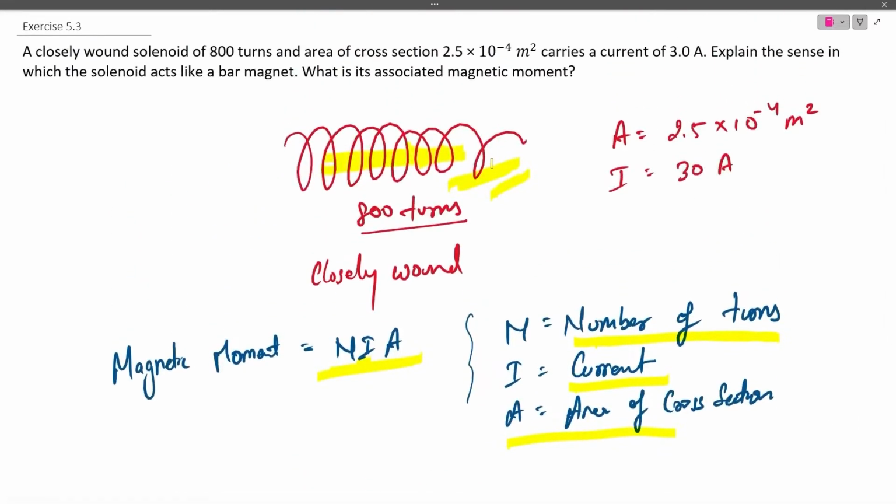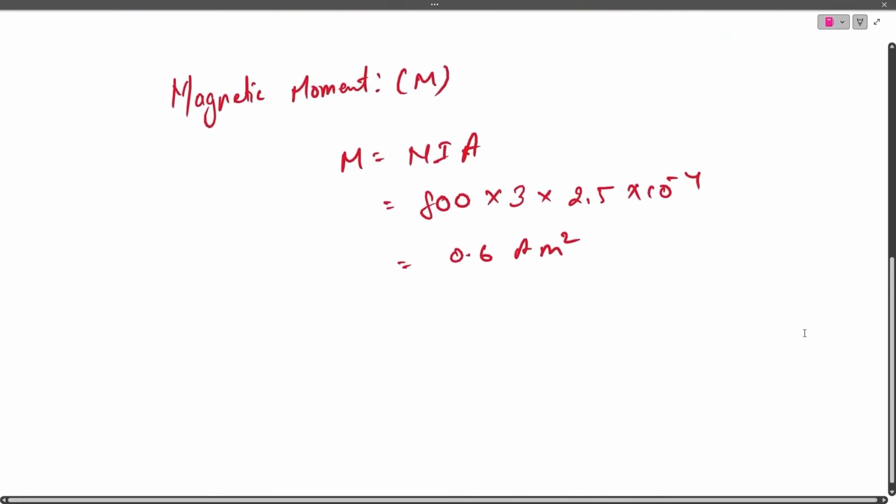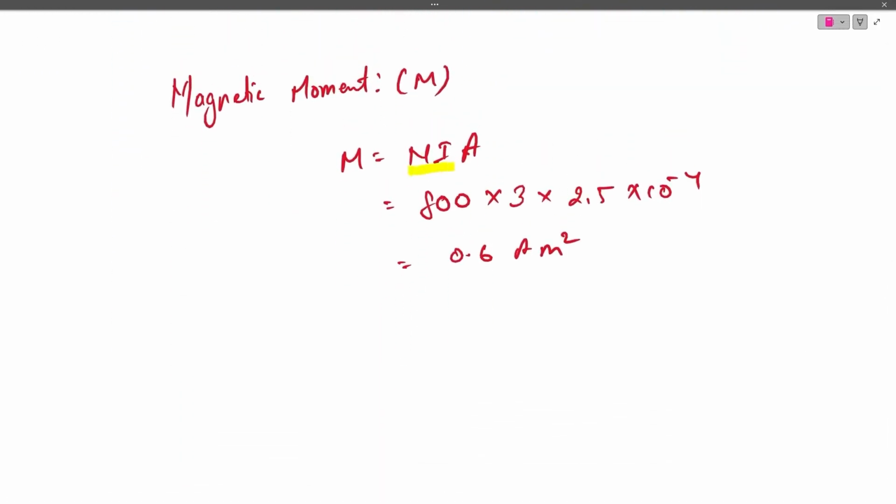That is the area of cross section of solenoid, this. Now we have assumed here that the coil winding is so tight that we can assume that each and every coil is a circle. So magnetic moment is defined as n times I times A.